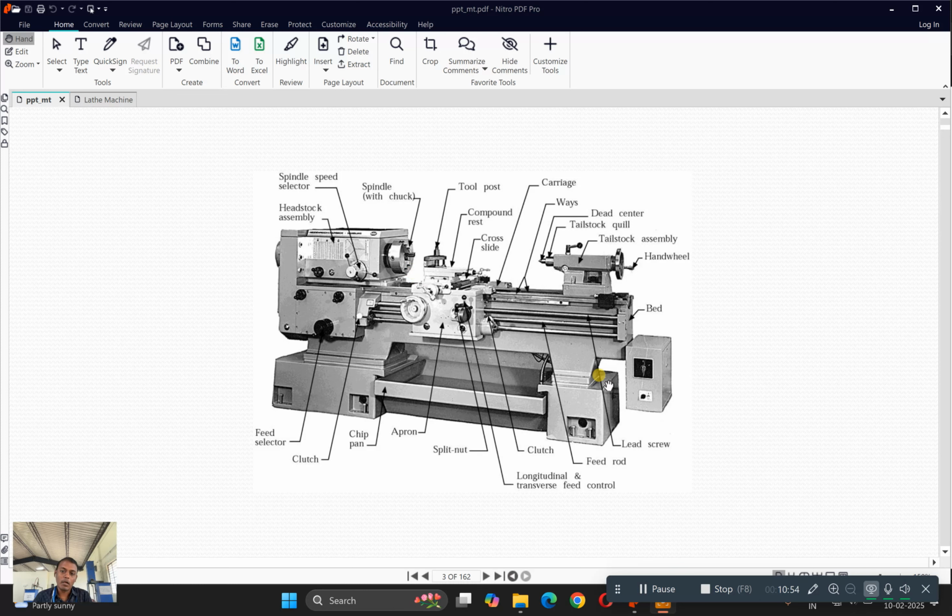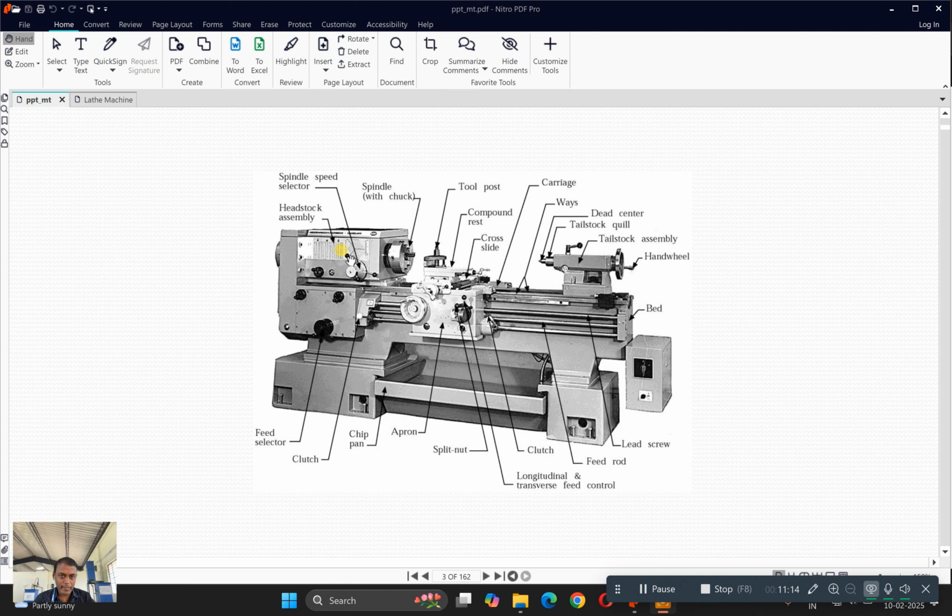So on both the ends of this lathe body there are some clamp screws. Okay, these clamp screws are used to clamp this lathe body onto the floor onto which this lathe is attached.